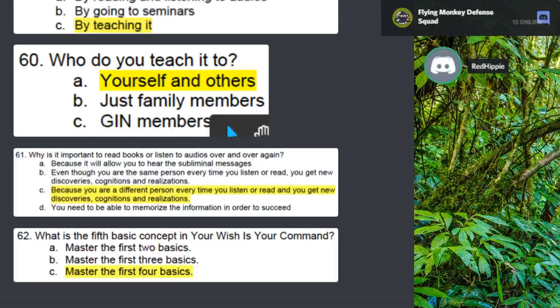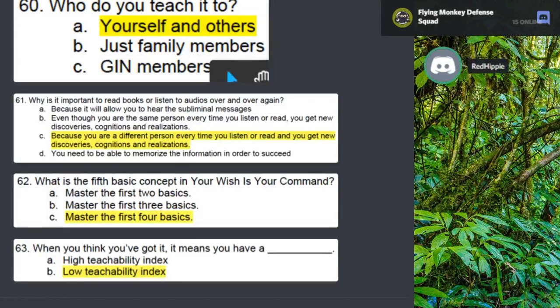When you think you've got it, it means you have a blank. A lot to learn. I will give you 2 points for that. It's a low teachability index. So it's the idea that you think you know everything. Oh, I've got it, right?